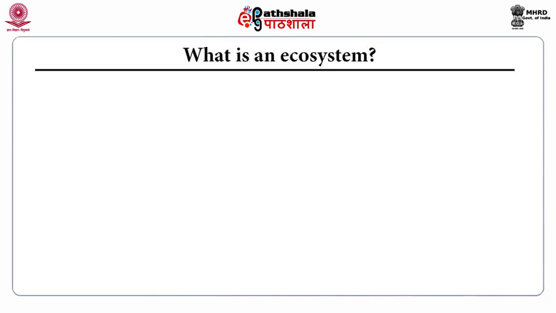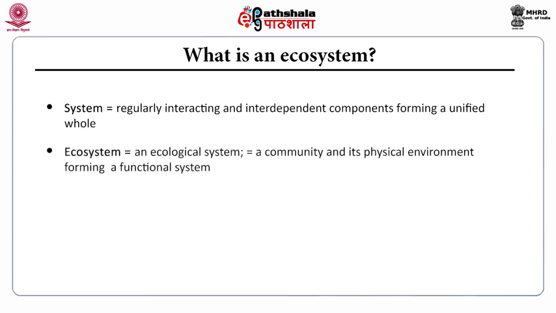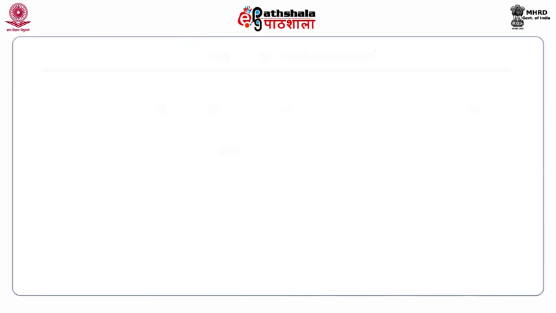Now we will understand the concept of the ecosystem. In this word ecosystem, we have the system, which is a set of regularly interacting and interdependent components forming a unified whole. An ecosystem thus is an ecological system in which a community and its physical environment form a functional system.